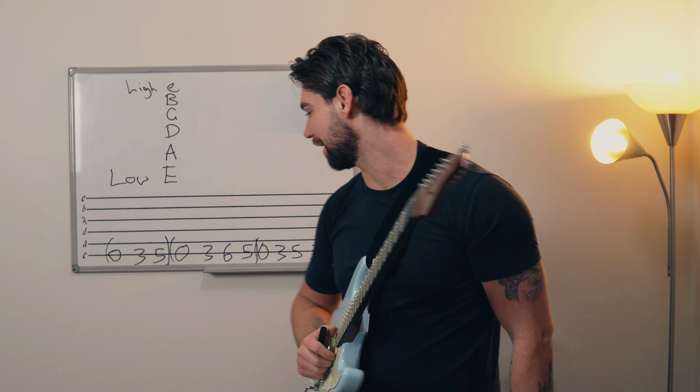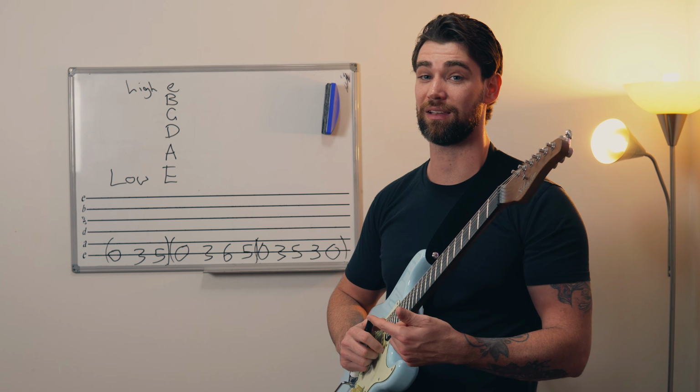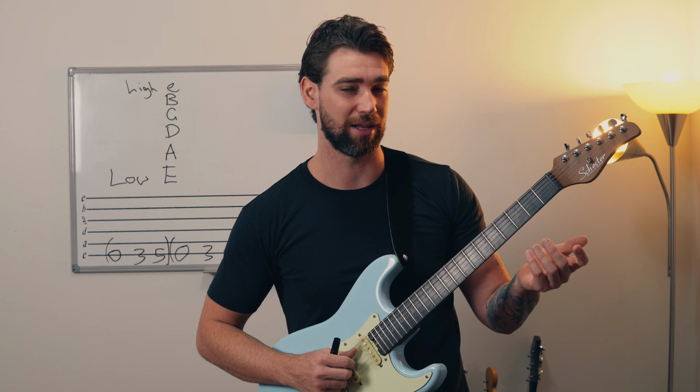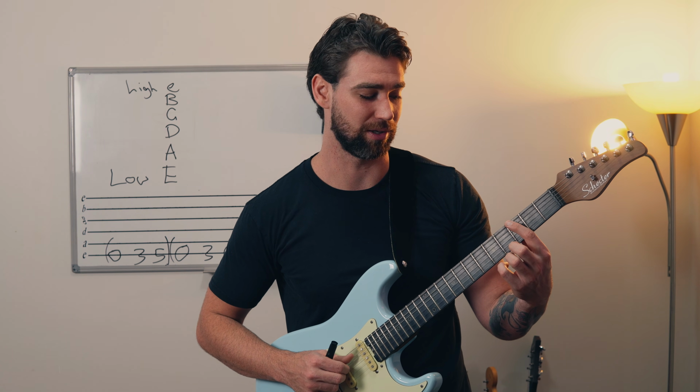Anyway, so once you get that, the way we're going to progress this even further, so you've got this, okay, you've got this on the low E string, right, sounding good, sounding cool, what we're going to do is play that exact same riff, but on all the other strings, okay? So you want to play the exact same tab, exact same frets, but now on the A string. So now we're going to go 0, 3, 5, but on the A string, 0, 3, 6, 5, 0, 3, 5, 3, 0. Then on the next string, the D string, 0, 3, 5, 0, 3, 6, 5, 0, 3, 5, 3, 0.